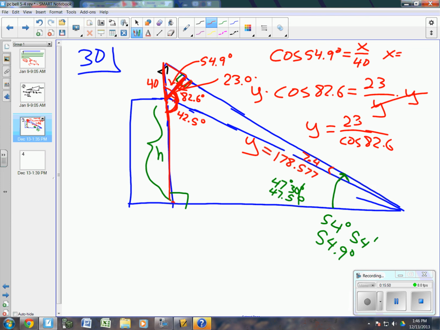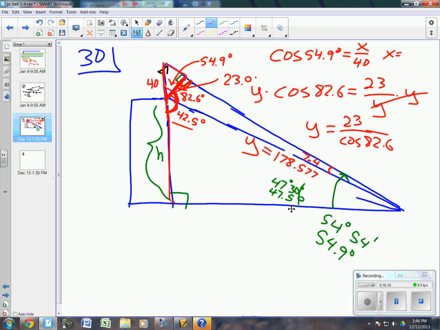Jaleesa. Y is the hypotenuse of this one, right? We want to know this side. Should we use this angle or this angle? It doesn't matter. No, this side is the hypotenuse of this angle. This is the right angle. So opposite is the hypotenuse. So this is the hypotenuse for this triangle and this triangle.